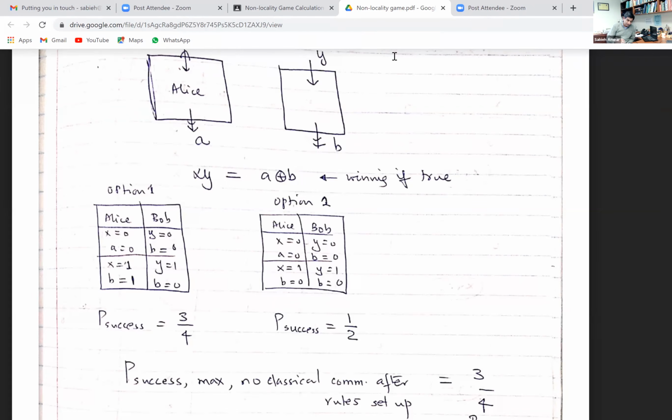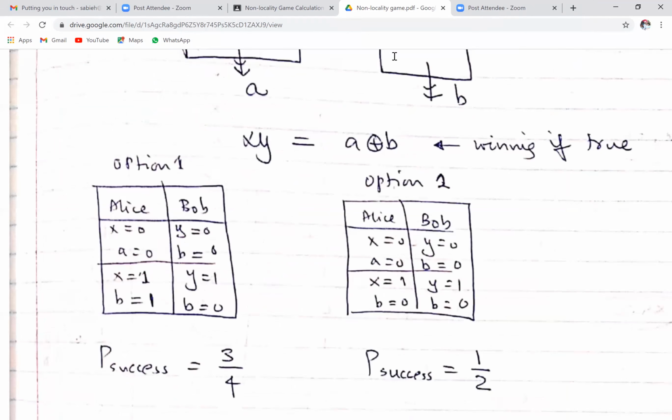Okay. So the rules of the game is that Alice and Bob get together. Alice proclaims, if you look at the left box here, that if she gets x equals 0 as the input, she will churn out a equals 0 as the output. Okay. Bob is just sitting next to her and he says, okay, if y is my input, then I will put b equals 0 as my output because that would ensure that we win the game.